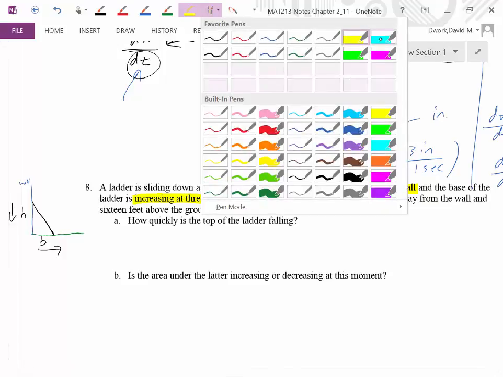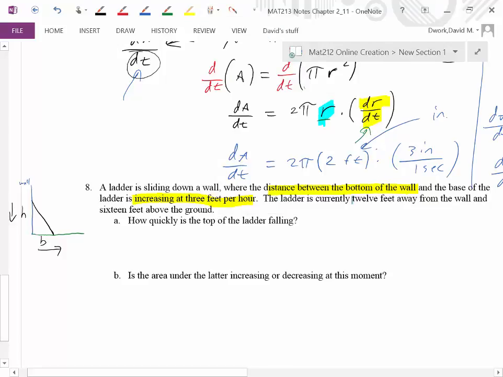They're also telling us the ladder is currently 12 feet away from the wall. Okay, so that's a distance because there's no change, there's no per, it's just a unit of measurement. And they're also telling us that it is 16 feet above the ground. And once again, that's changing. That isn't going to be a constant 16 feet, but that 16 feet is, again, just a unit of measurement. It's a height. So I think we've got everything highlighted we need to be able to plug in later.